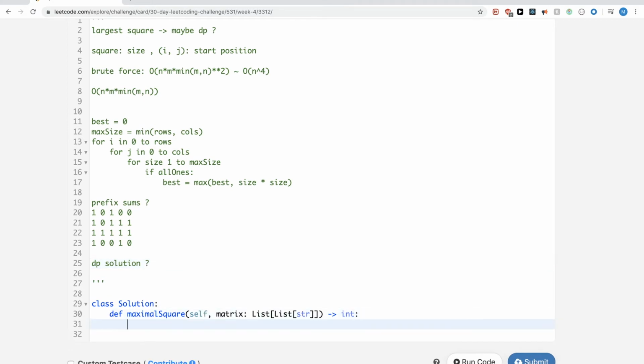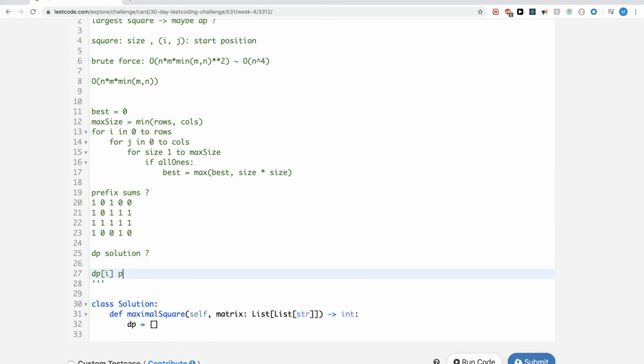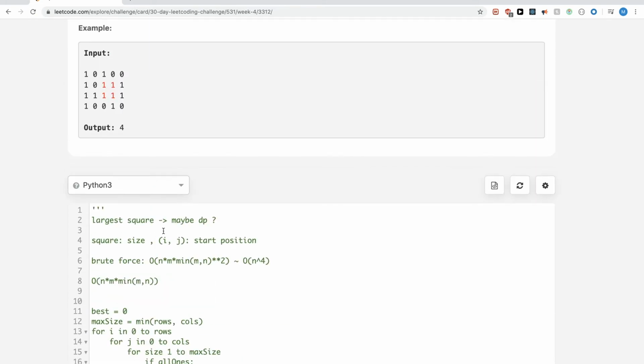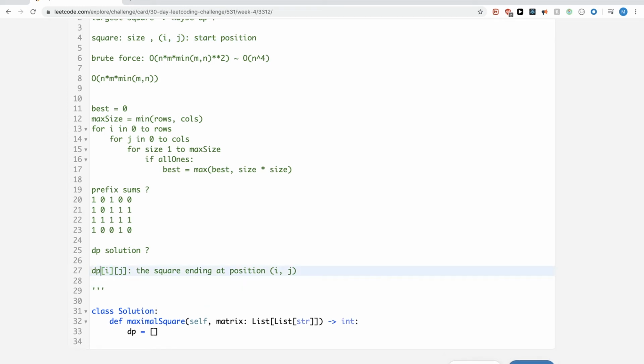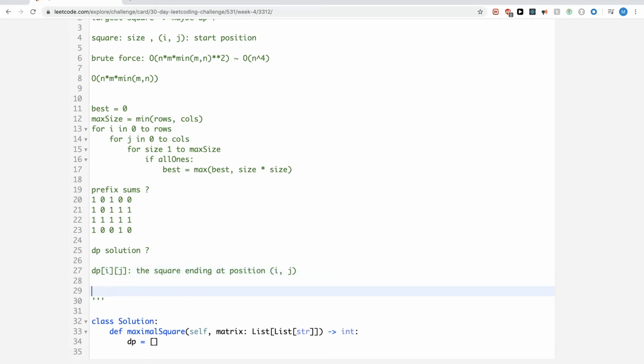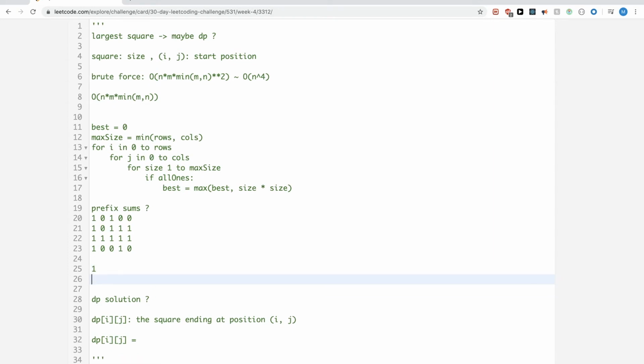So we will need a DP array. So for our i, j, what would be that state? For me, the state would be the square ending at position i, j, right? The state is the size, and we'll put the size in the array itself. And so what we would have here is dp of i, j equal to... let's say we have a square like this, where we have 1, 2, 1, right? So what is the value here?